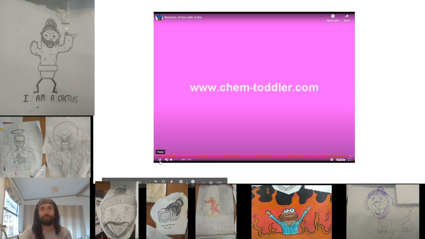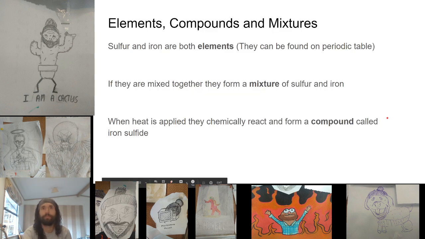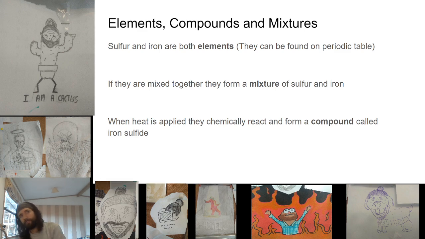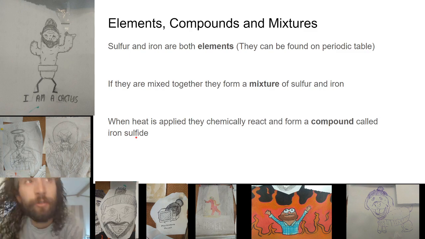So in that reaction, sulfur and iron are both elements. They can be found on the periodic table. If they are mixed together, they form a mixture of sulfur and iron. When heat is applied to it, they're going to chemically react and form a compound called iron sulfide. So when you write out these names for compounds, always do the positive ion first, and then the negative one, the one that finishes in "ide" afterwards. So iron sulfide, to get iron and sulfur mixed together.